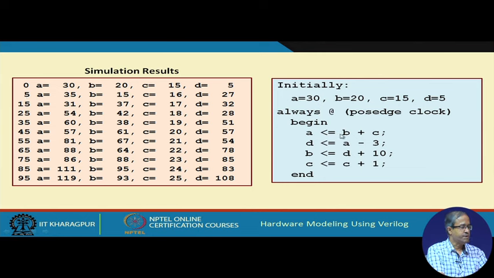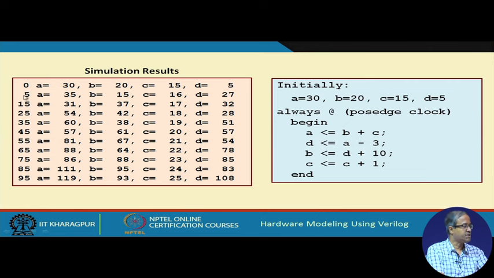B plus C will be assigned to A, A minus 3 will be assigned to D, D plus 10 to B, and C plus 1 to C. What is B plus C? B plus C is 35, A minus 3 is 27, D plus 10 is 15, C plus 1 is 16. So, all the values are assigned together, you see 35, 15, 16, 27.